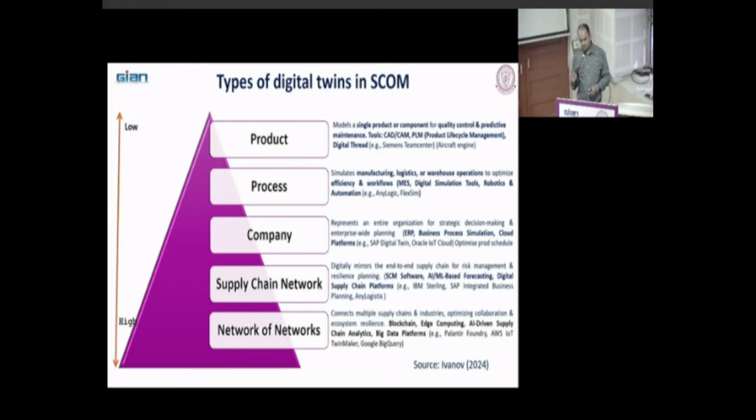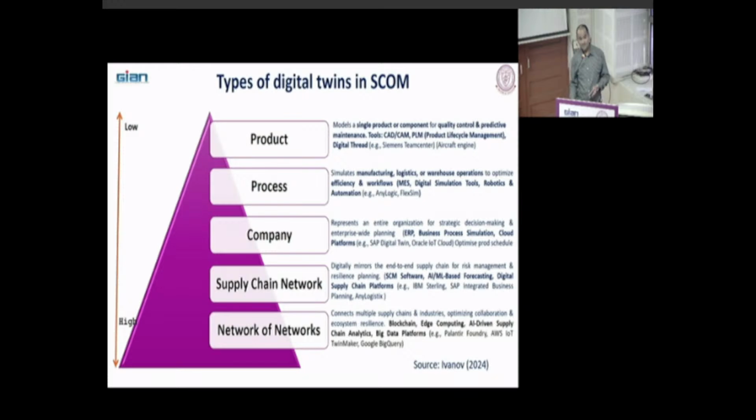It models a single product or component for quality control and predictive maintenance. Normally we do this kind of modeling in CAD/CAM, PLM (product life cycle management), and digital thread, and the software you can use is Siemens Teamcenter. The example is an aircraft engine. Suppose you want to make a digital twin of an aircraft, that is called a product digital twin.